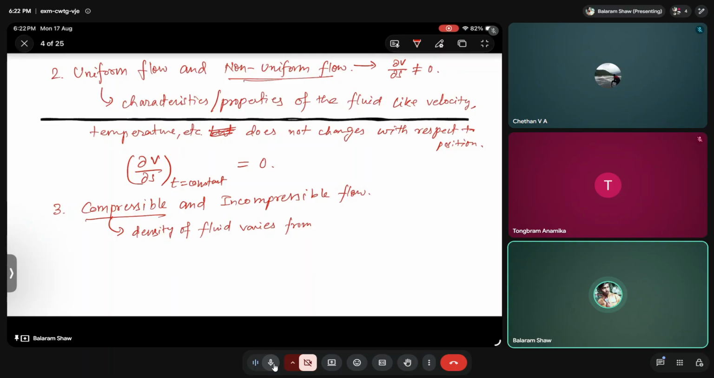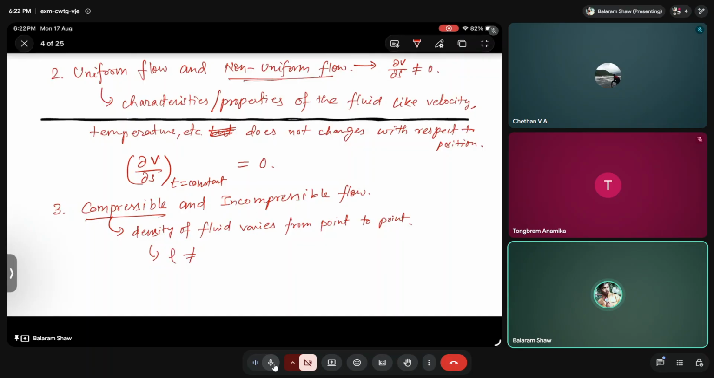Okay. So for compressible flow, how can you write mathematically? Mathematically, rho is the density here. So rho will not be equal to zero. What will happen to incompressible flow? For this, the density will be equal to zero, right? Okay.